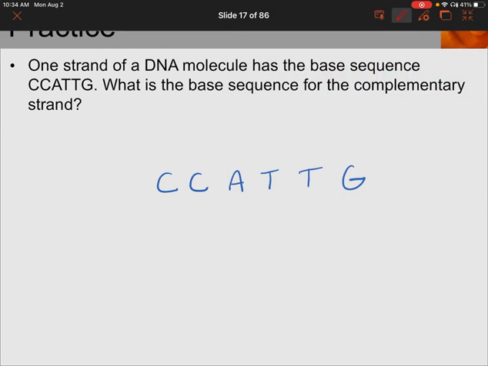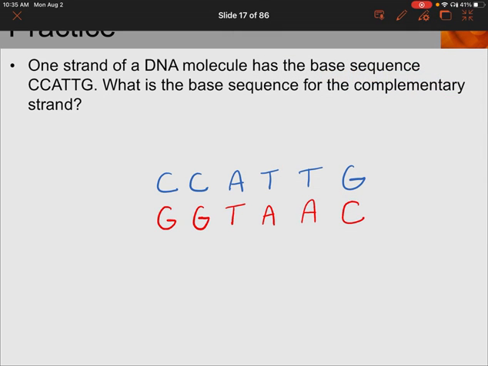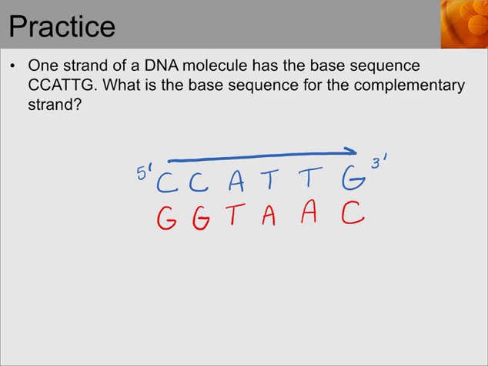Okay, so we said cytosine can only pair with guanine, right? So we'll just put G and G across from cytosine. We said that adenine can only pair with thymine. So we'll put a T across from A. We said that, again, thymine can only pair with adenine. So we'll put A's across from the T's. And then G, what pairs with G? Cytosine, C. All right. So typically what we do is we write our strands going from the 5' carbon to the 3' carbon. So that's our first strand.